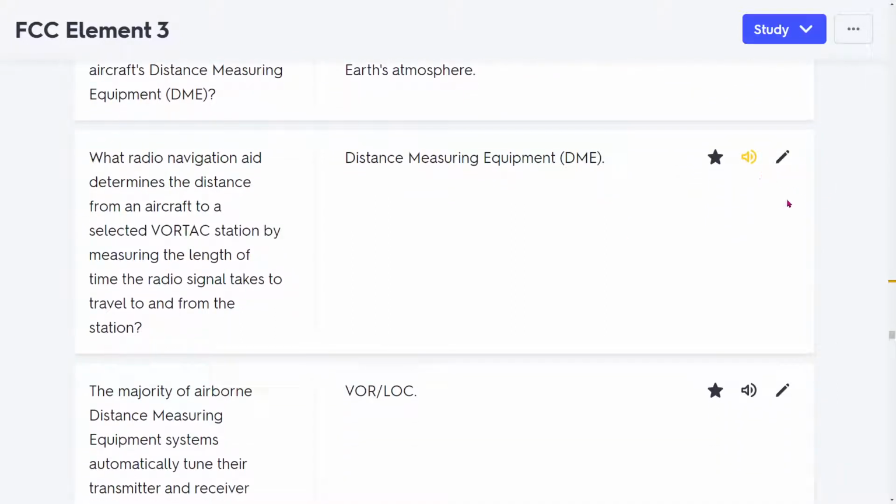What radio navigation aid determines the distance from an aircraft to a selected VOR station by measuring the length of time the radio signal takes to travel to and from the station? Distance measuring equipment.